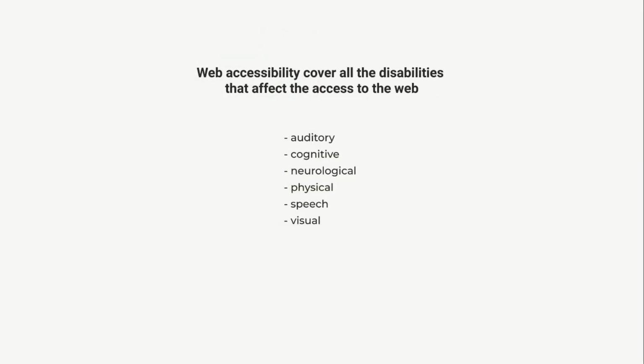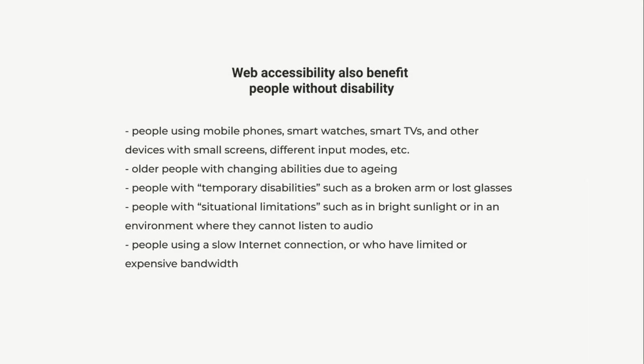The first thing we're going to have a look at is what kinds of disability can affect access to the website that we're creating or working on. That could be auditory and cognitive as well, and then neurological, and then physical, speech and visual. But we can also think that that's not always the case.